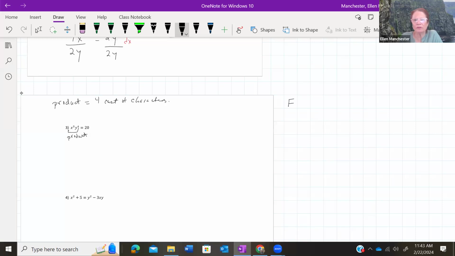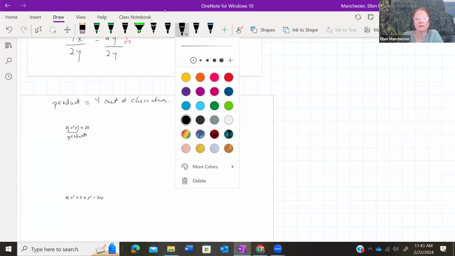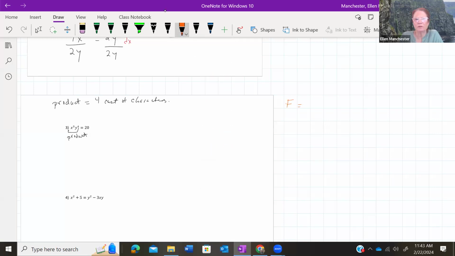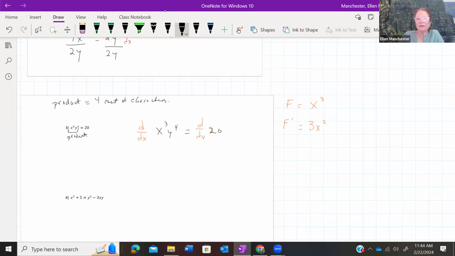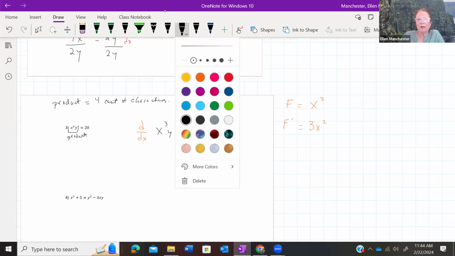Okay, so my first, let me do it in different colors. So my first is x cubed. The derivative of x cubed is 3x squared. And remember, what we're doing is we're finding the derivative in terms of x of x cubed y to the 4th, and the derivative in terms of x of 20. So I'm doing the exact same thing. I'm giving myself some instructions, but this part right here is my product rule.